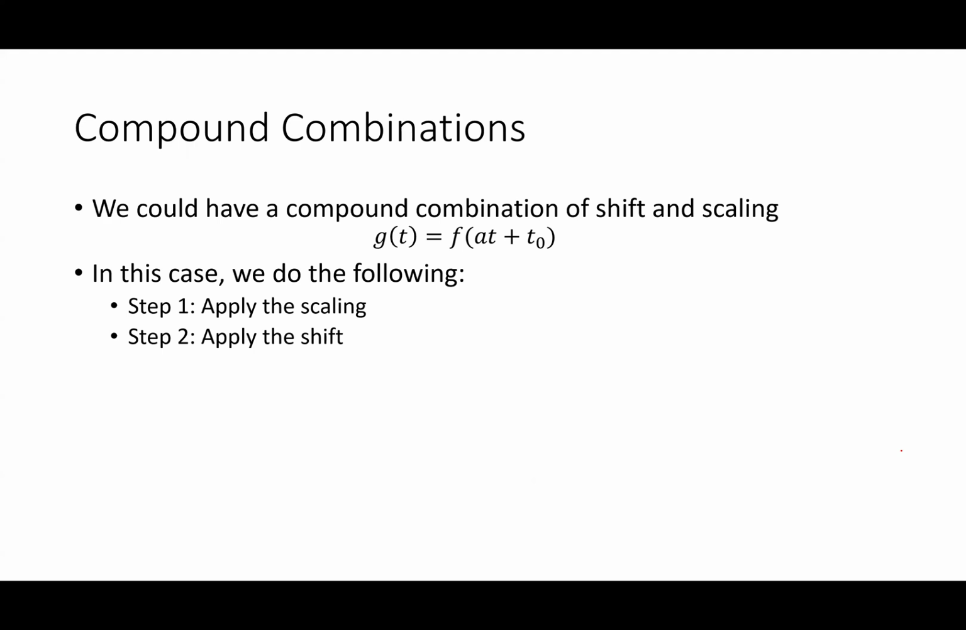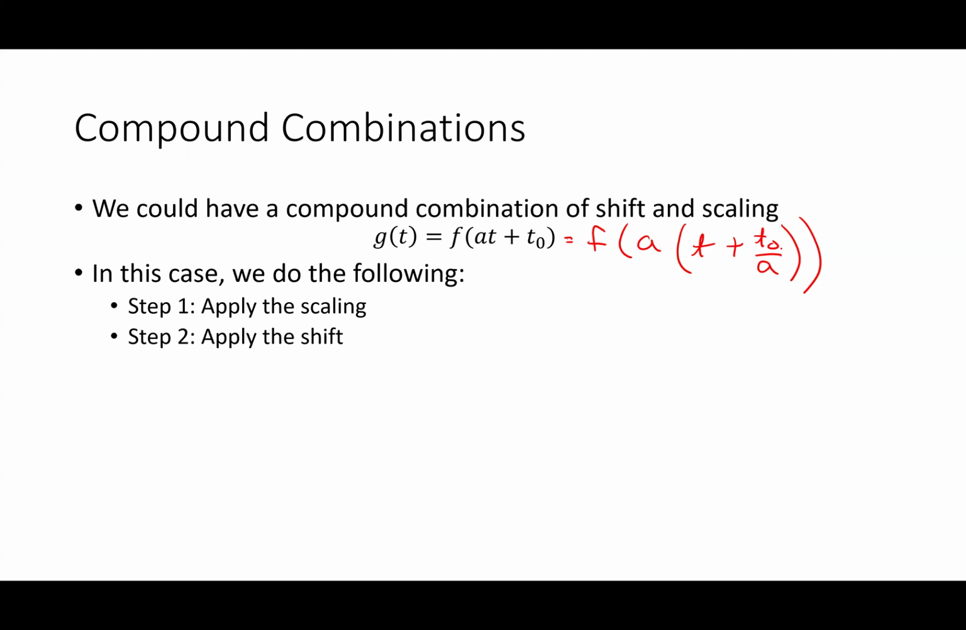Now, I did that when I did that example earlier with that sine cubed function. That means I've got to look at this thing as f of a times t plus t naught over a. All right. So the first thing I do is apply the scaling. The second thing I do is apply the shift, and the shift that I apply is that t naught over a.